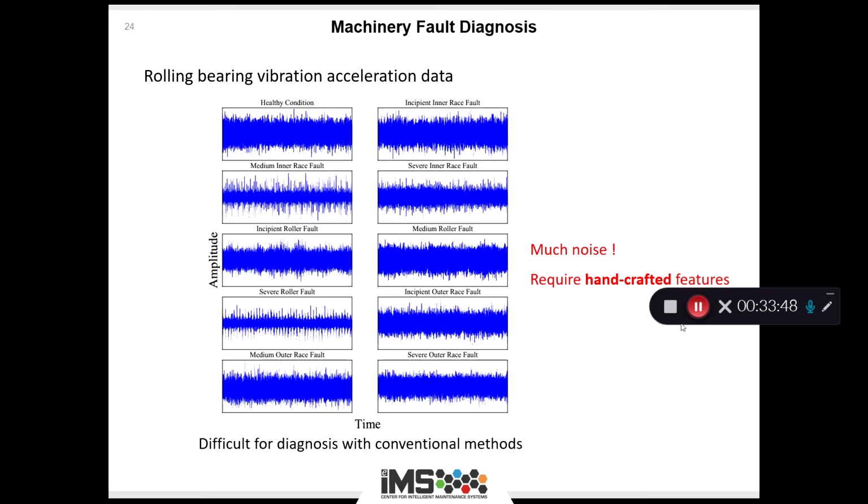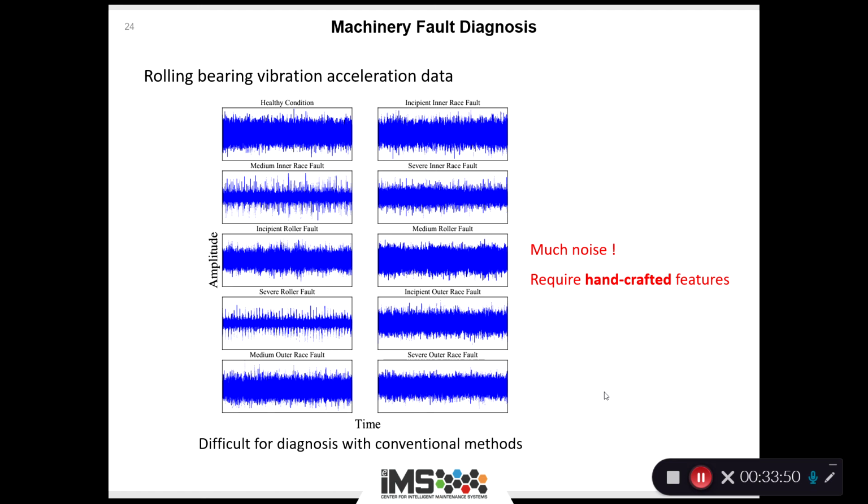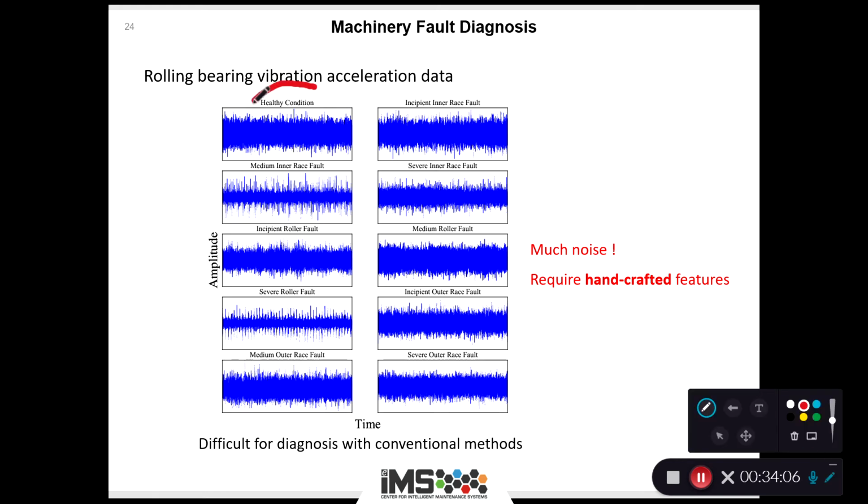And this is one of the examples for diagnosis of the bearings. This is the raw vibration data of different health conditions of the bearing. There are 10 conditions. For example, this is the healthy condition of the bearing. This is the incipient inner race fault and medium inner race fault, and also some roller fault and outer race fault.